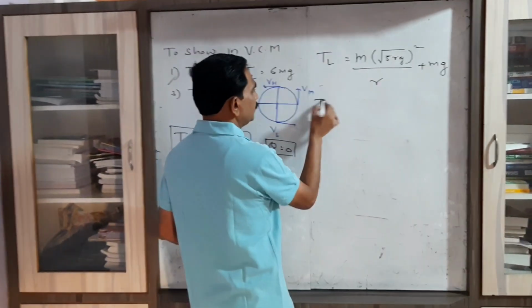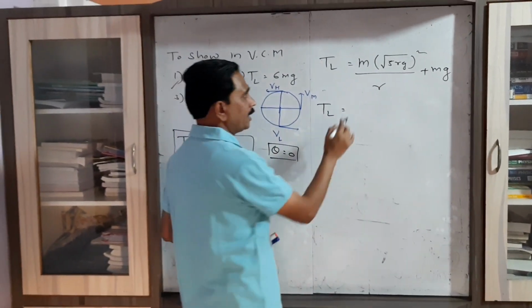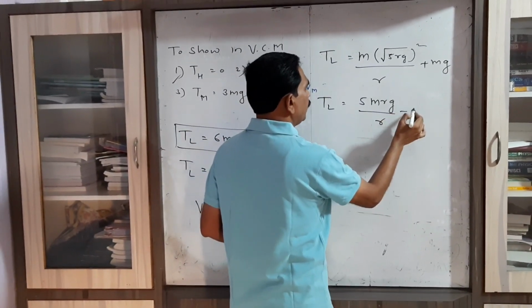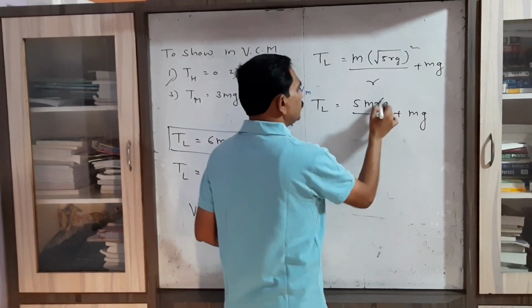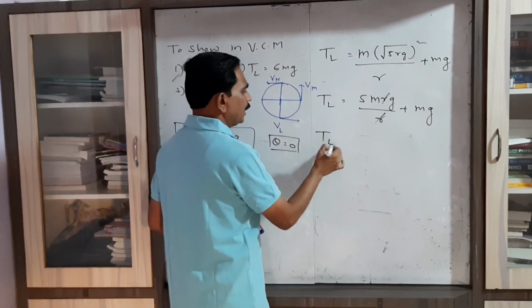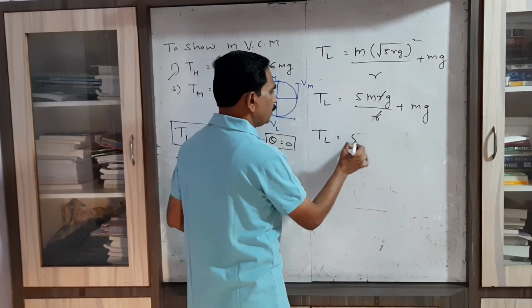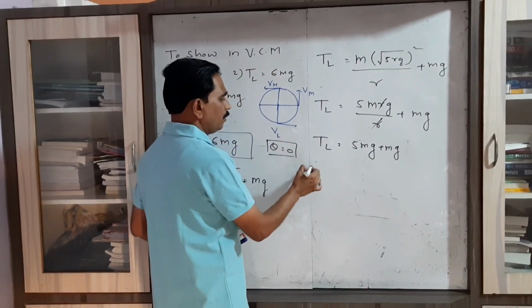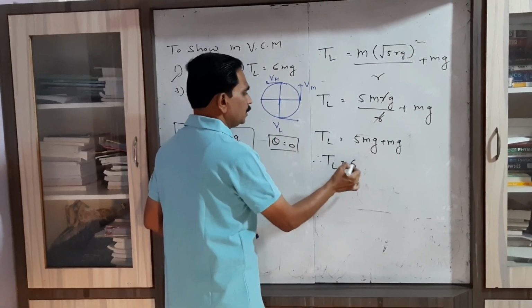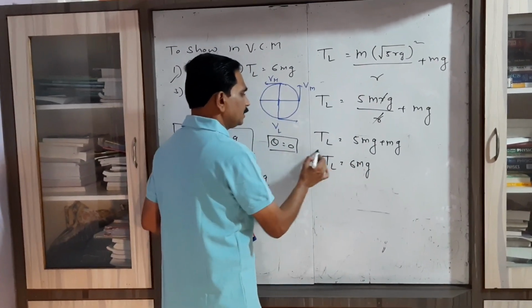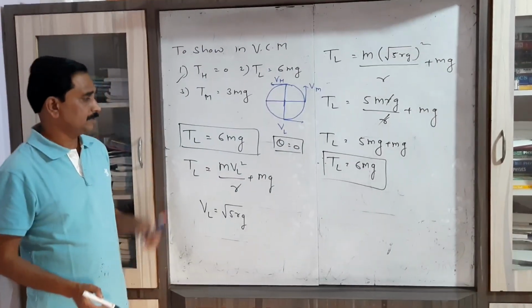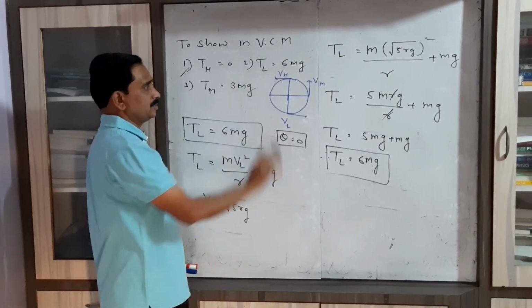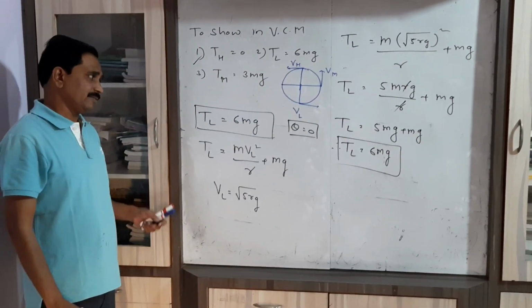Now simplifying this equation, the tension at lowest position equals 5 mrg upon r plus mg. Now we have the tension at lowest position equal to 5 mg plus mg. Therefore the tension at lowest position becomes 6 times the weight of that body. So that is the proof of the second part: the tension at lowest position equals 6 times its weight.